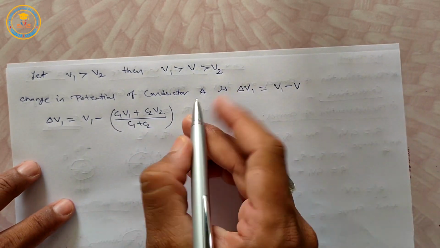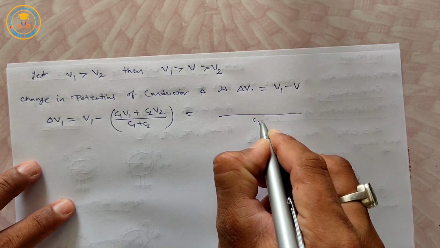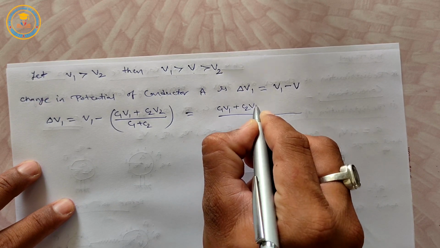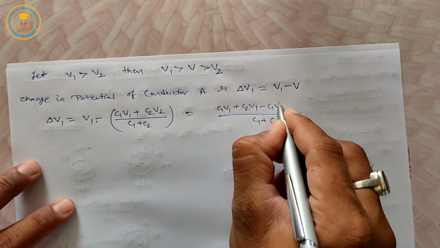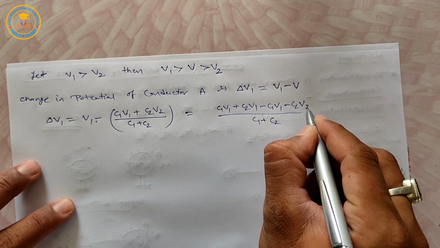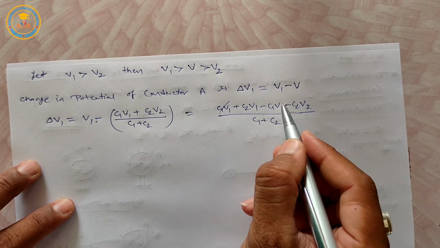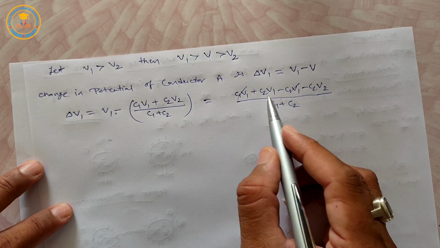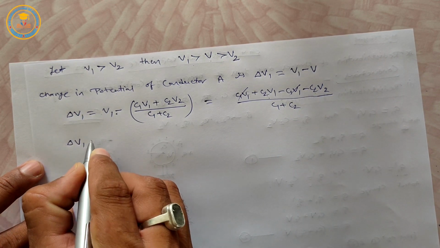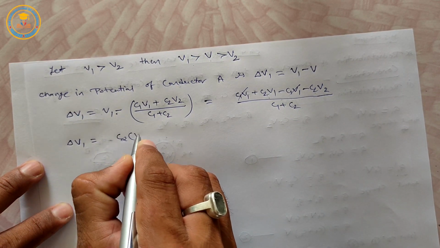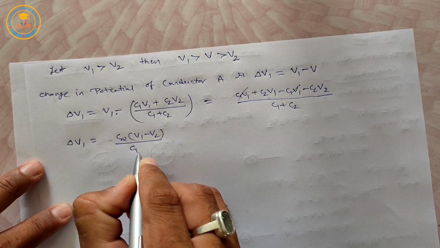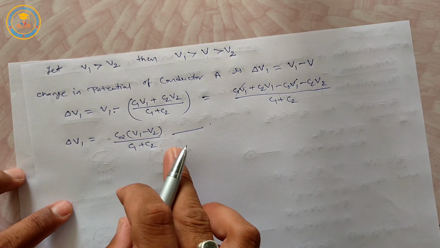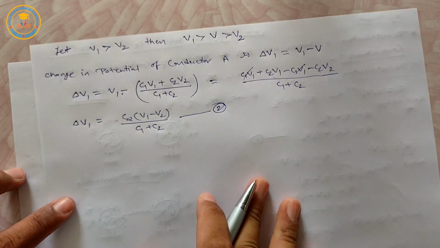Now take the LCM of this equation, C1 plus C2, then solving: C1 V1 plus C2 V1 minus C1 V1 minus C2 V2. Okay, C1 V1 and C1 V1 cancel out, and in both terms we take C2 common, then we get del V1 is equal to C2 (V1 minus V2) upon (C1 plus C2). This is the change in potential of conductor A. Okay, this is equation number 2.